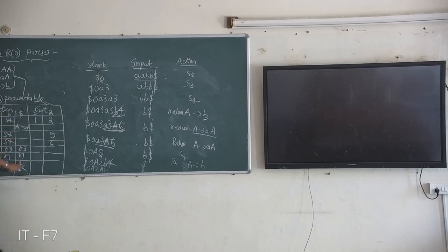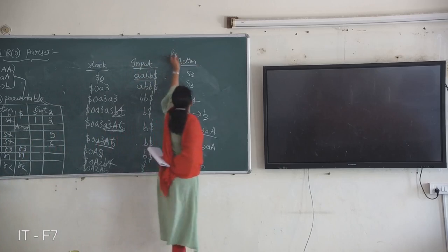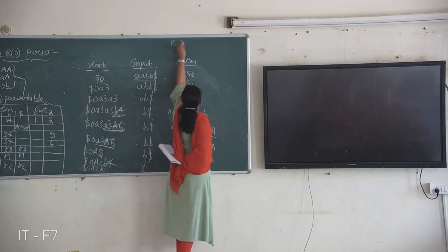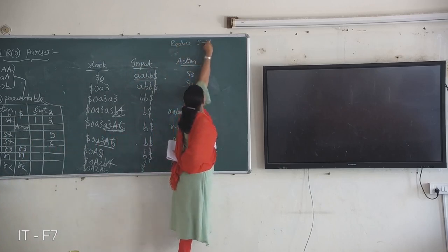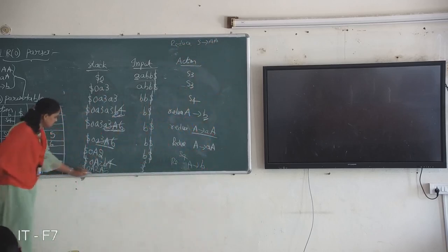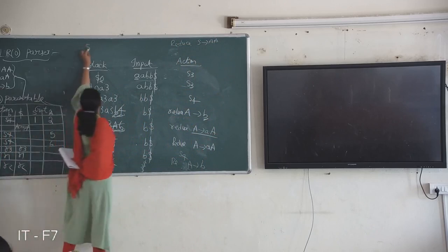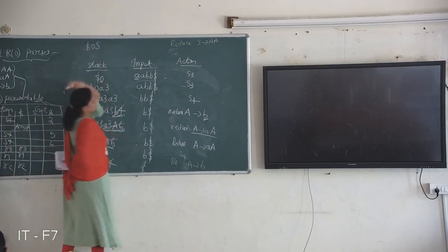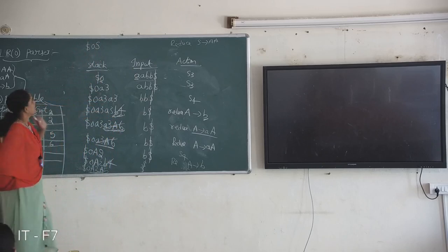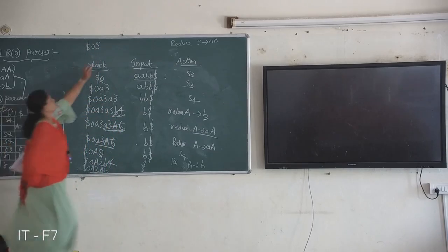5 on dollar, reduce with R1. Reduce with the first production, that is S derives AA. So AA is here, right? Dollar 0 A, AA is reduced to S. And 0 on S: 1.